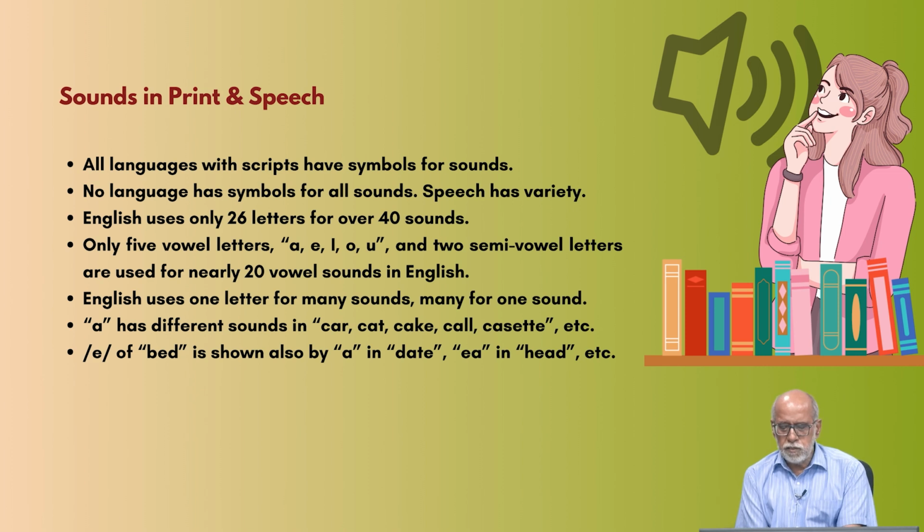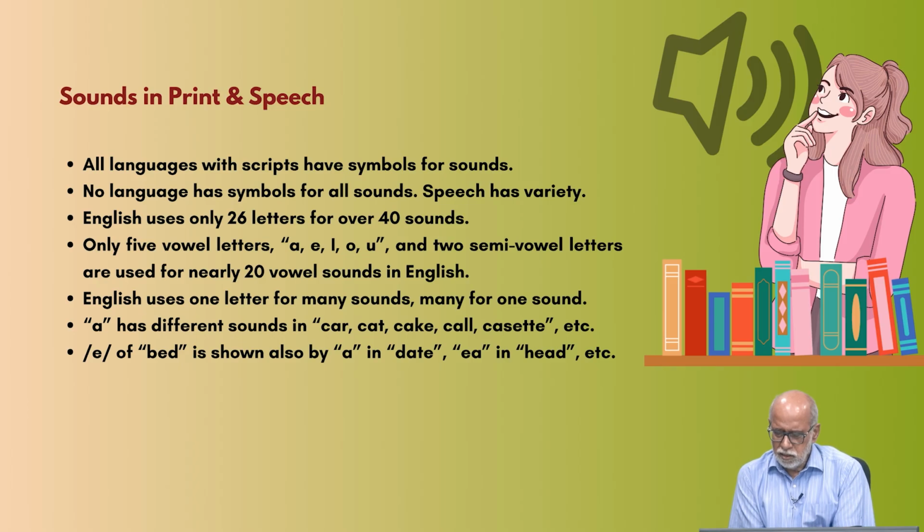Now, it has a different pronunciation in car. You open your jaw fully and you say car, but in cat, you open your jaw only half, your lips are spread and you say cat. But in cake, it is yet another sound, long A. In call, your lips go round and you produce A. In cassette, you hardly pronounce A, it's just minimal, maybe under 100 nanoseconds or about that.